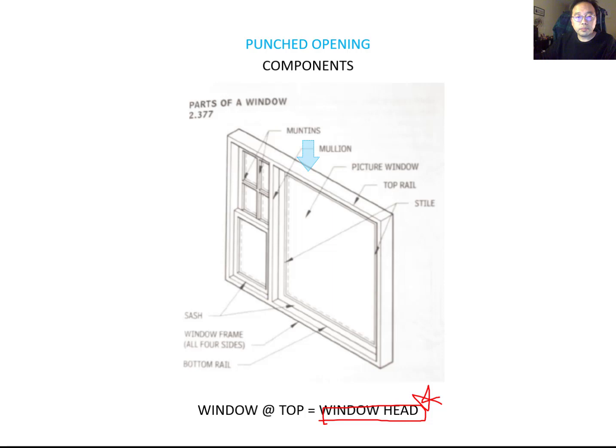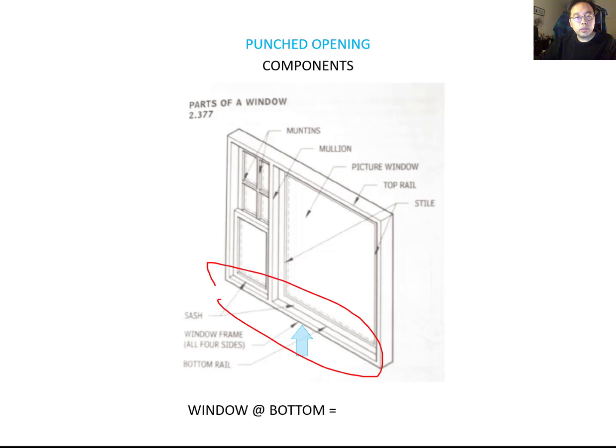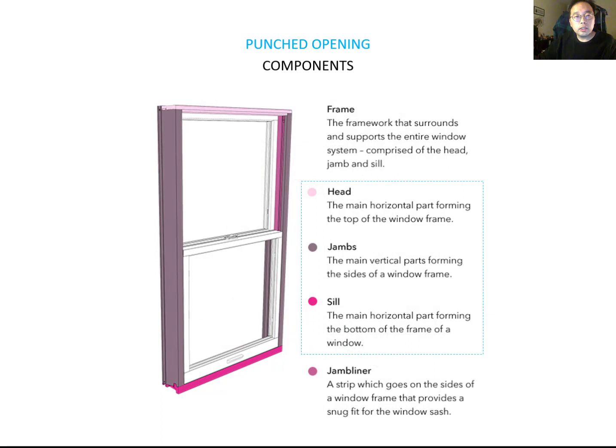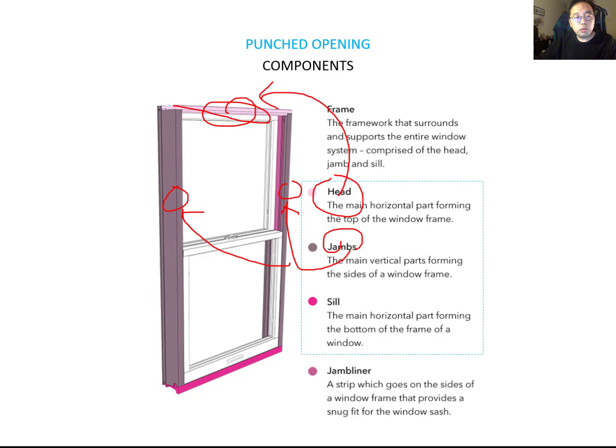And the window side is called the window jamb. Okay, please know this. And the window bottom is called the window sill. Okay, to summarize this terminology: the window top we call the window head, the window side we call the window jamb, and the window bottom we call the window sill. Please understand and memorize these three terms.